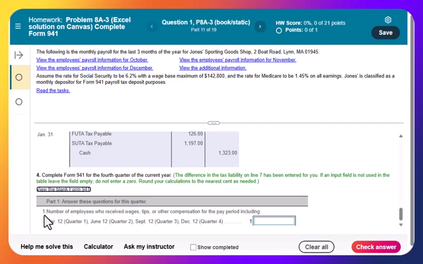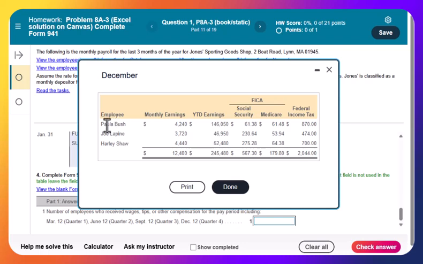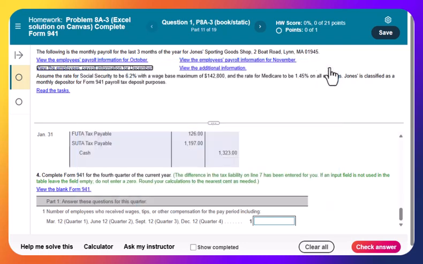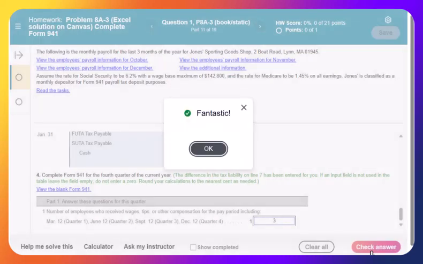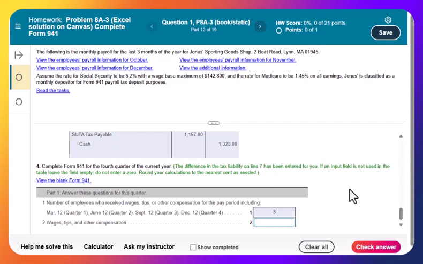So number 1, the number of employees who received wages, tips, or other compensation for the pay period, including March 12th, which is quarter 1, June 12th, quarter 2, September 12th, quarter 3, December 12th, quarter 4. So in other words, how many employees did we have? And that's easily verifiable here. We can see 1, 2, 3. So we had 3 employees. So we can go ahead and simply enter 3 for line 1. So we can go ahead and check our answer. Fantastic.